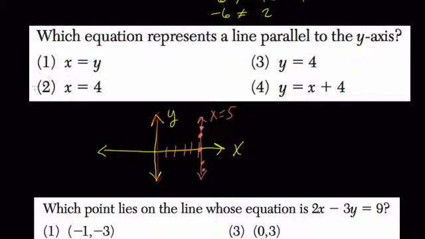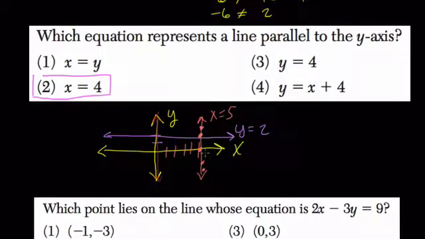So if you see a line that says x equals a number, like this one, number 2, you would get a line parallel to the y-axis. If you said y equals something, it's parallel to the x-axis, right? So if you saw a line like this, 1, 2, this would be y equals 2, because the height of this line is always 2, and the slope is 0.